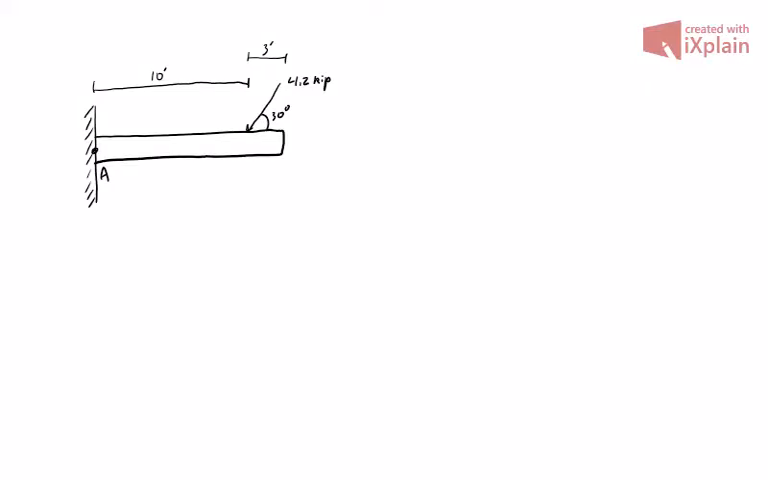All right, hello everyone. This is lesson 25, example problem 3. This is our last example problem for lesson 25. For this one, we have a cantilevered beam. A cantilevered beam just means that it's a beam sticking out from a wall.